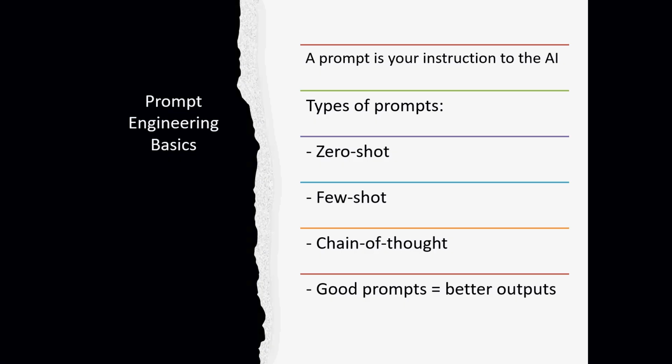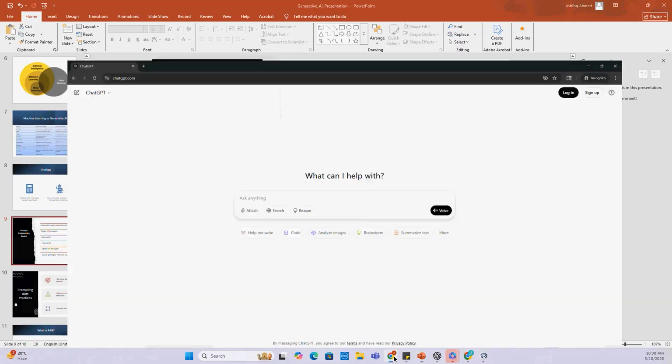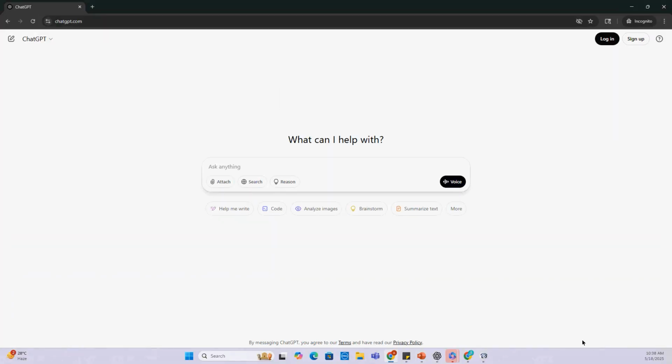Another is few shot, and the third one is called chain of thought. Good prompts will give you better outputs. So I'll show the difference between zero shot, few shot, and chain of thought. Let me go to my browser.